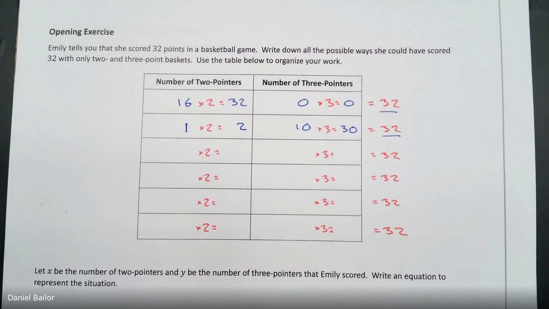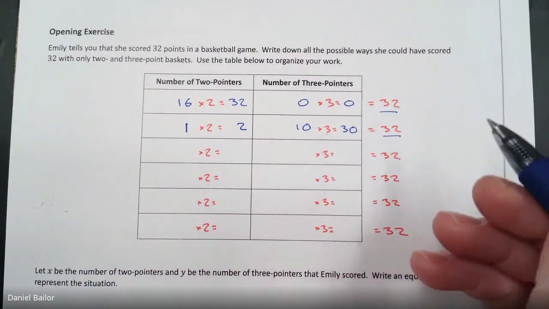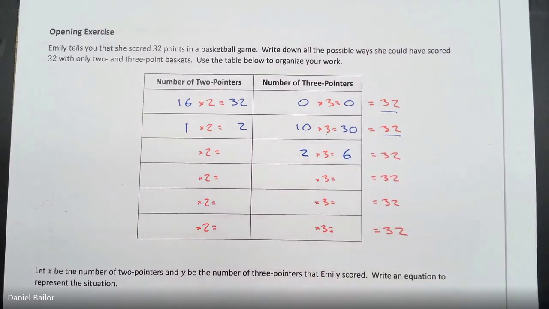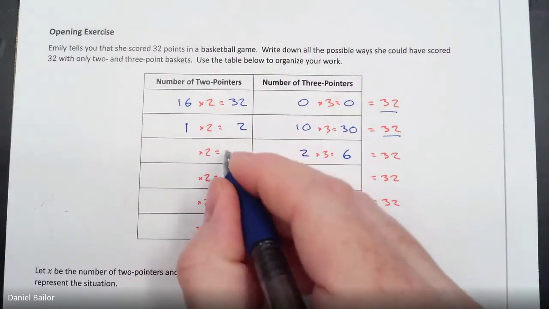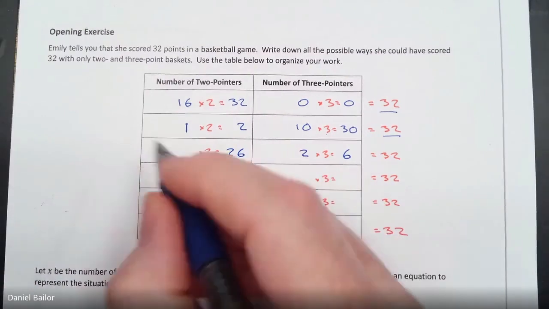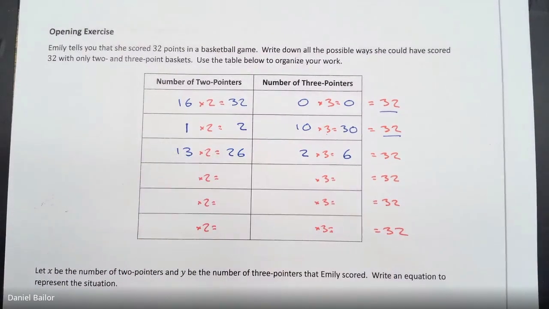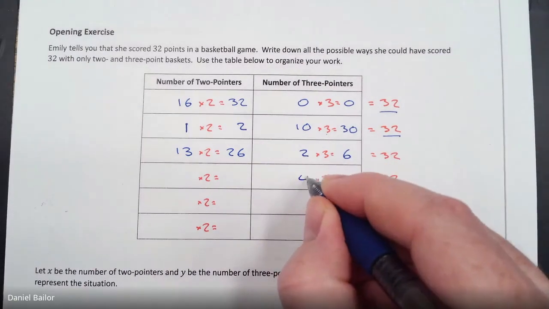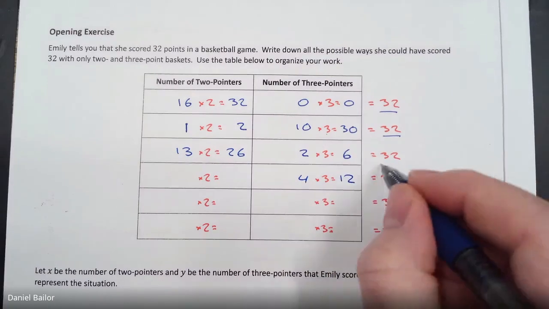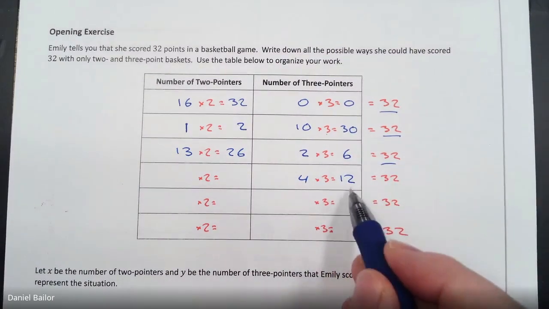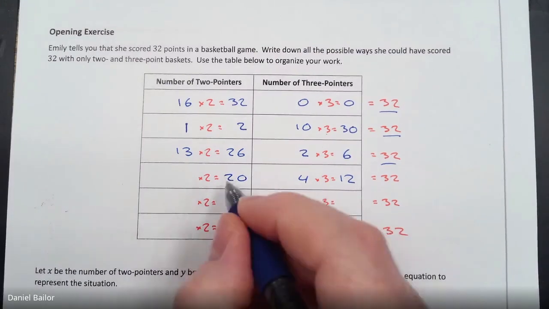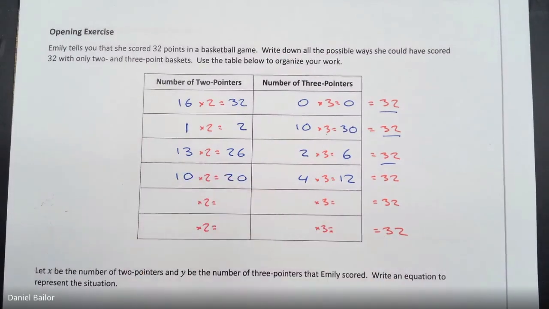Okay, so hopefully you thought about it a little bit and you figured out some of the answers here. For example, she can do 2 3-pointers and get 6 points from 3-pointers. But that means she'll need 26 points from 2-pointers, which is 13 2-pointers. She can also do 4 3-pointers and get 12 points. But that means 32 minus 12, she'll need 20 points from 2-pointers, which means 10 of them.